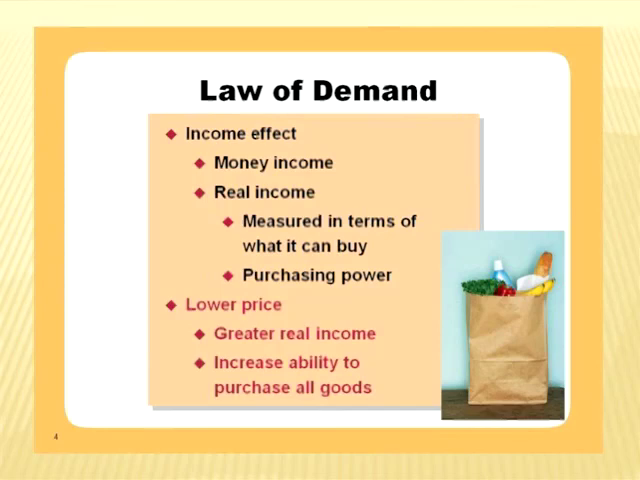The only reason we care about money income is because it purchases for us, or buys for us, goods and services that we're interested in. So when the price of a good goes down, given that we have the same money income, we can now buy more, or we have increased purchasing power. So a lower price actually increases our income, and so we'll buy more of a good or service.